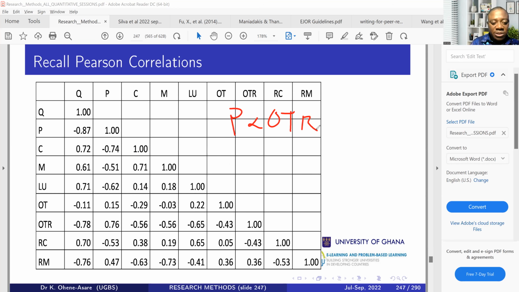0.76. Good, that was this. Then P and C, P and C, into bracket minus 0.74. And then the third one, M and RM at minus 0.73. Good. So these were the variables that we selected.